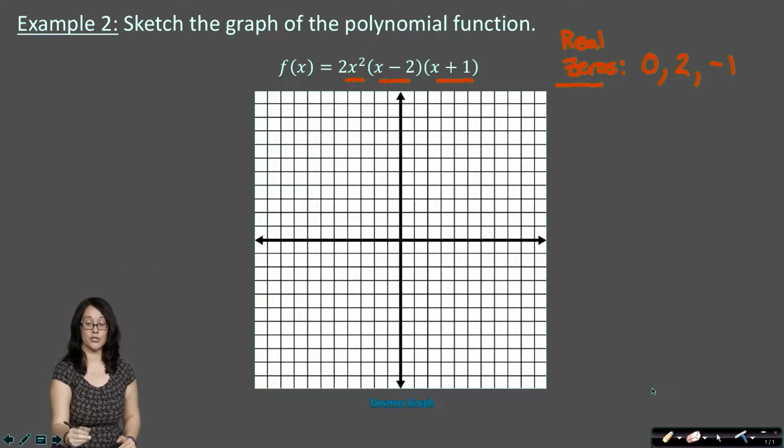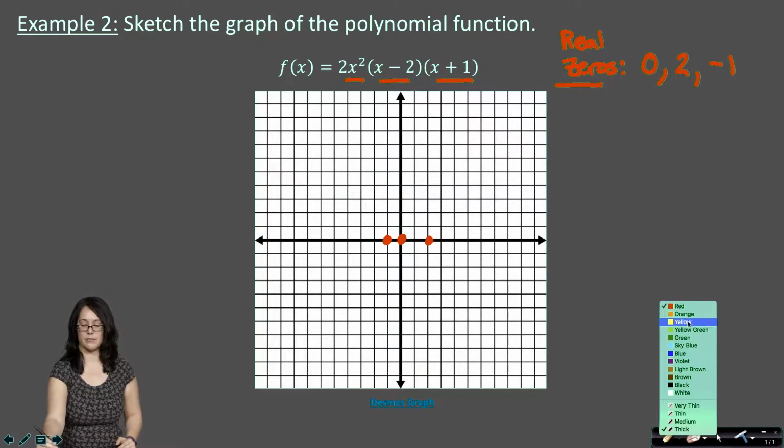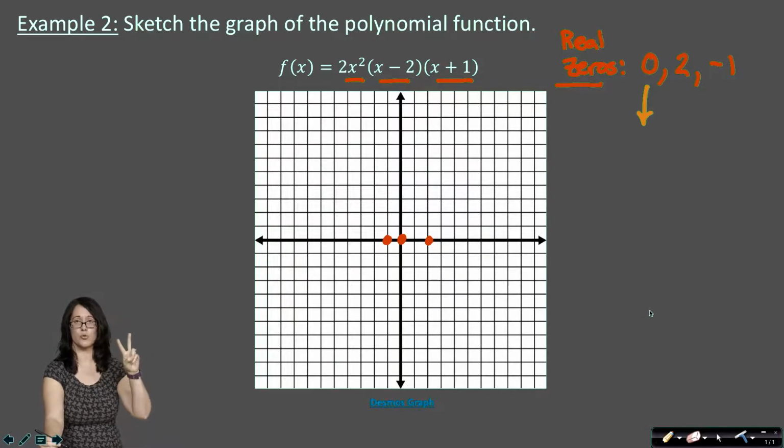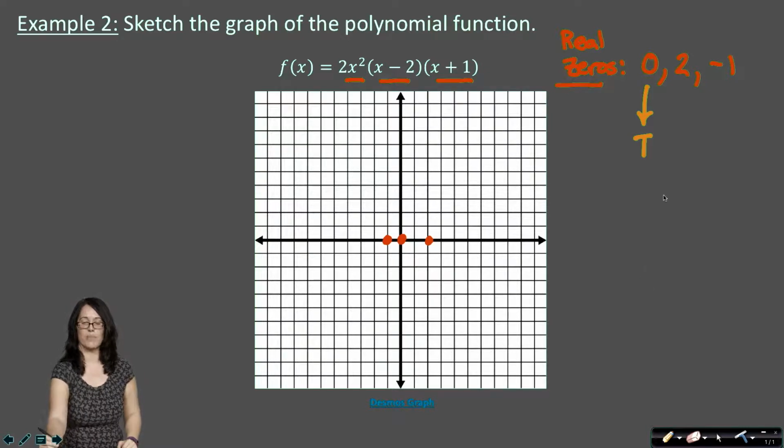But on my graph, I'm going to show that right now. 0, negative 1, and positive 2. Now, we need to talk about what happens at those x-intercepts. Do I expect to touch and turn around, or do I expect to cross? Well, what was the multiplicity of 0? It came from x squared, whose multiplicity is 2. 2 is even, so what happens here? It touches.